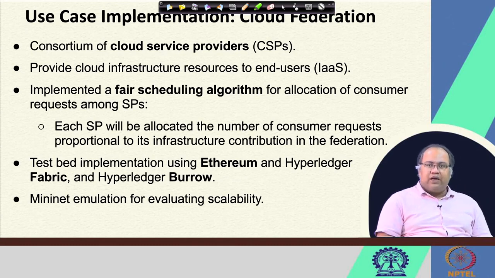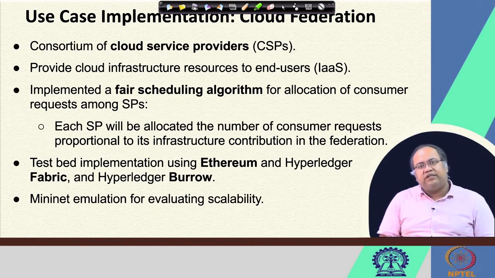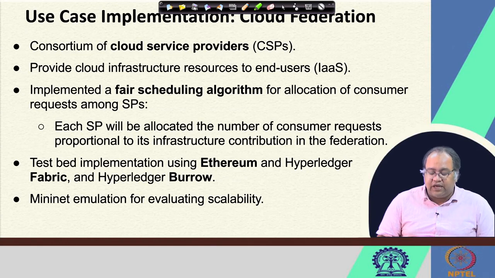We have done a small-scale testbed implementation using Ethereum, Hyperledger Fabric and Hyperledger Burrow. The public blockchain interface was implemented using Ethereum, and the private blockchain interface was implemented using two different techniques, Hyperledger Fabric and Hyperledger Burrow. To test the scalability, we used an emulator framework called Mininet. Mininet is basically a network emulation toolbox that provides an interface through which you can do large-scale emulation.